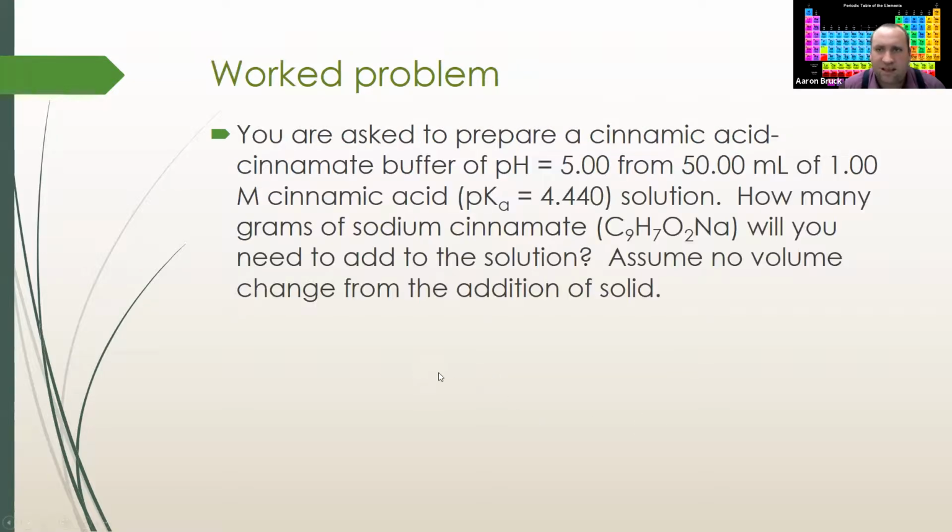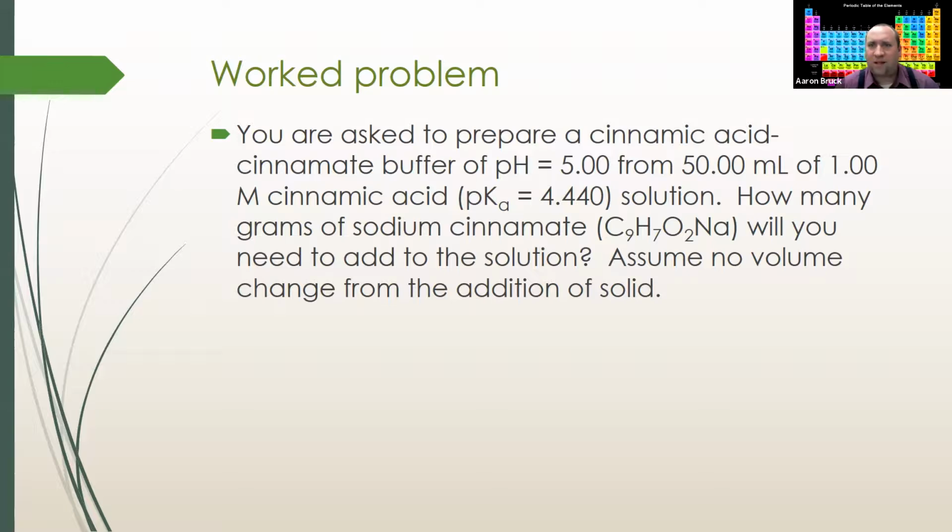So let's take a look at this particular example. And this will speak to something that you're going to see in the pre-lab. You are asked to make a cinnamic acid cinnamate buffer that has a pH of 5 from 50 milliliters of 1 molar cinnamic acid, which has a pKa of 4.440. How many grams of sodium cinnamate would you need to add to the solution to get it to that pH? We're going to make the assumption, it's probably a bad one, but we're going to make it nonetheless, that there's not going to be a change in the volume as a result of adding this solid.